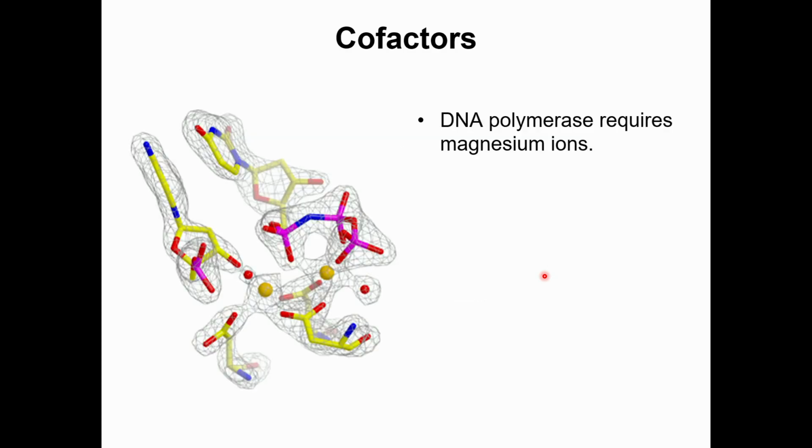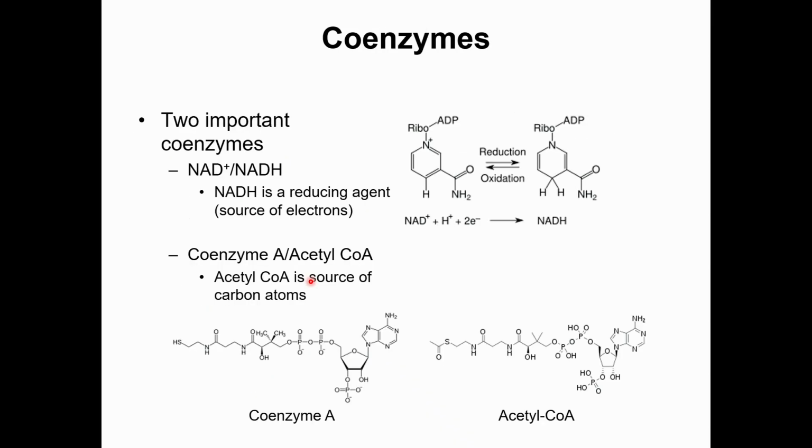And here is an example, DNA polymerase. And so this is part of the structure of DNA polymerase. And you can see that it has actually 2 magnesium ions present in the structure. And that's going to typically be right near the active site of the enzyme. Okay, so cofactors are oftentimes these metal ions, but some enzymes also use something called coenzymes.